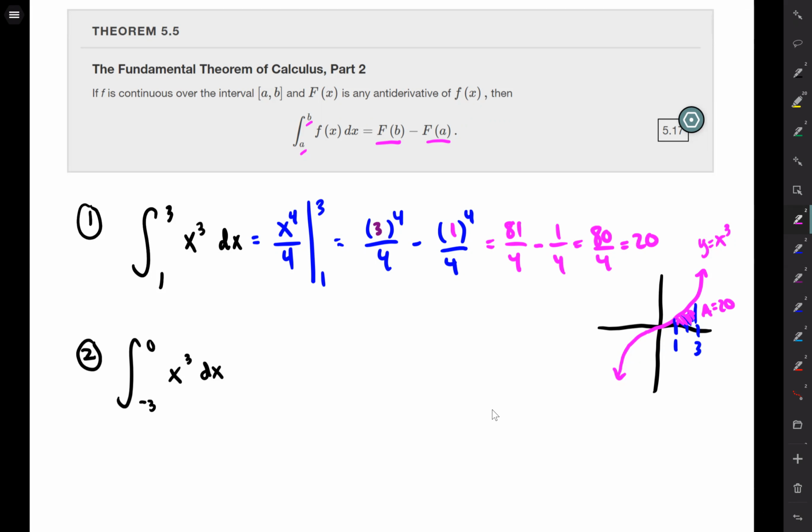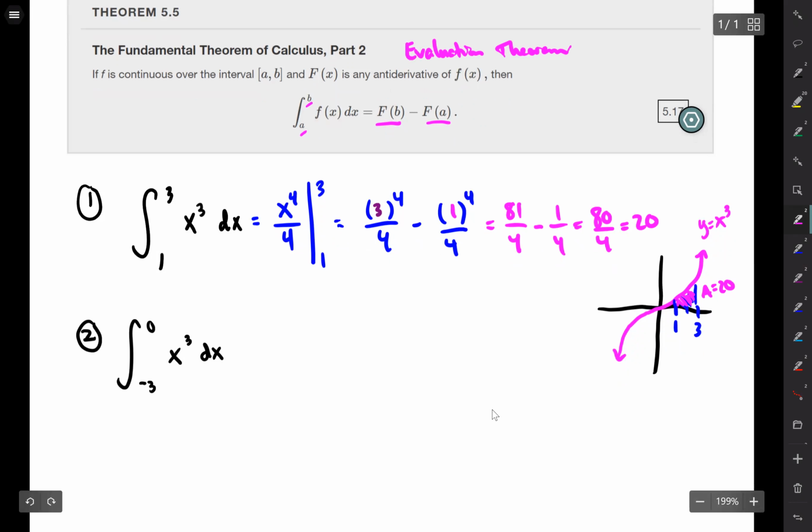And so this is also, I should say, called the evaluation theorem sometimes. This is telling you how to evaluate an integral with definite bounds. Okay, so that's the first example.